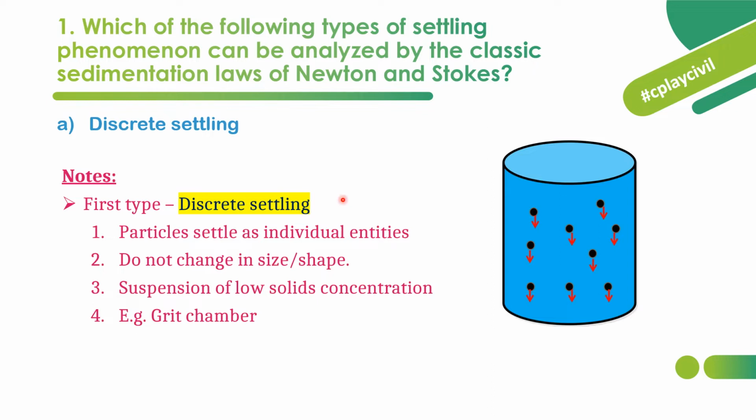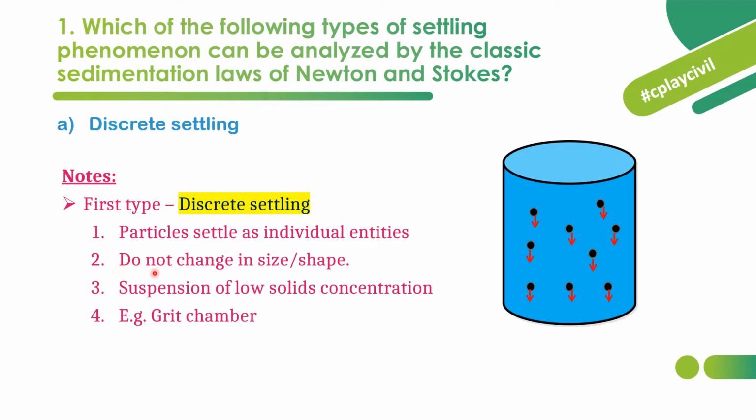Now we shall see one by one what each type of settling is and what the main points to be pondered are. The first one is discrete settling. It means the particles settle as individual entities. Here you can see the particle will be settling as an individual entity. It won't clog, it won't coalesce, and it will not form a floc. That is called discrete settling, where particles settle as individual entities.